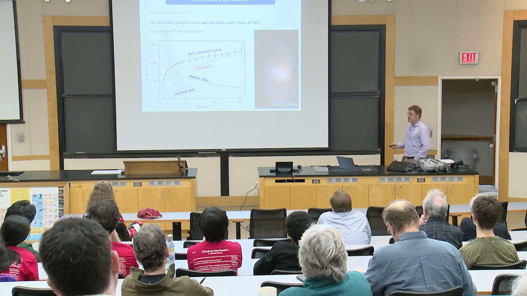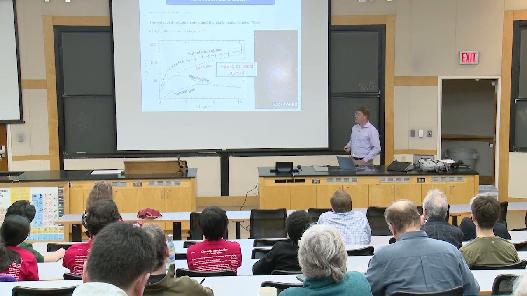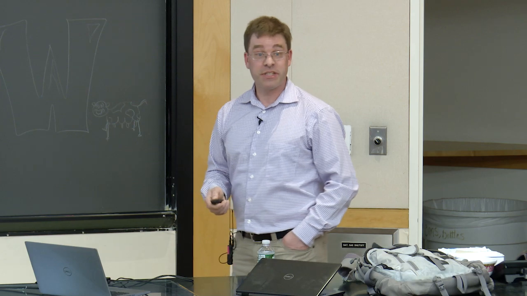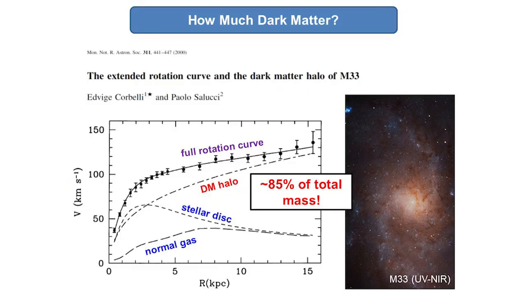And so in fact, not only does there need to be stuff out there that we can't see with a telescope, but most of the stuff that's out there we can't see with a telescope, okay? So that's a little bit weird. 85% of the stuff in our galaxy is apparently not the sort of normal matter that we interact with on a daily basis. And that's weird.